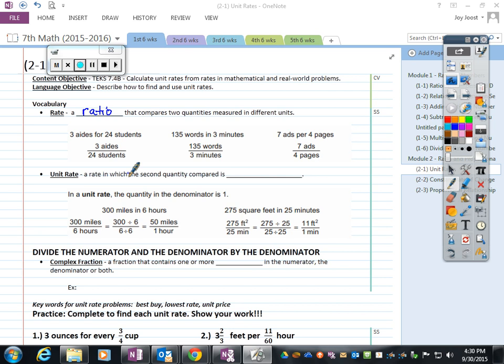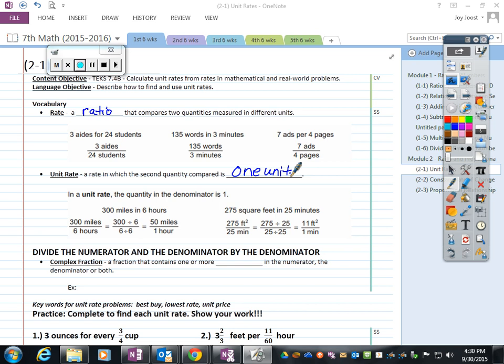135 words in 3 minutes. 7 ads per 4 pages. Notice it's written as a ratio, 7 ads per 4 pages. A unit rate is a rate in which the second quantity compared is 1 unit. In a unit rate, the quantity in the denominator is 1.